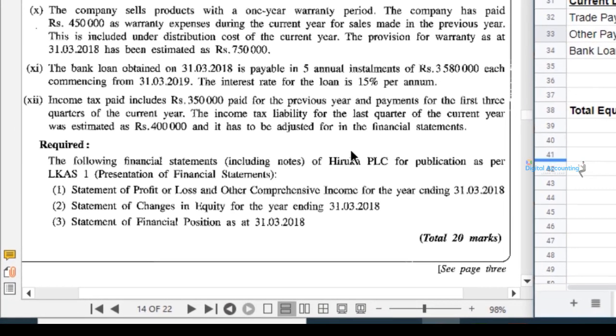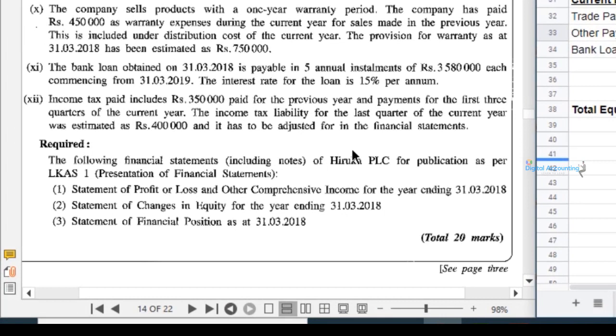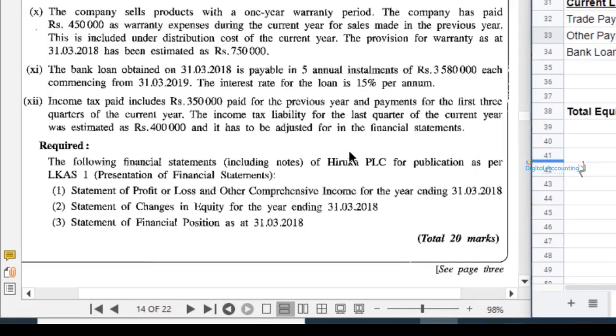Additional information 12. Income tax paid includes Rs 350,000 paid for the previous year and payments for the first 3 quarters of the current year. The income tax liability for the last quarter of the current year was estimated as Rs 400,000 and it has to be adjusted for in the financial statements.